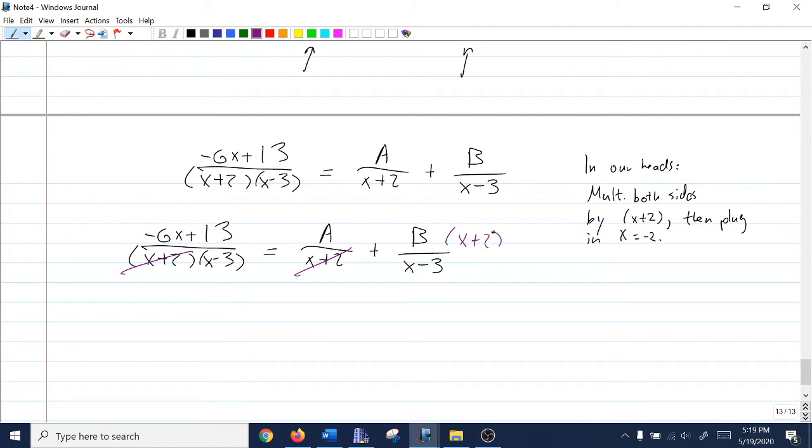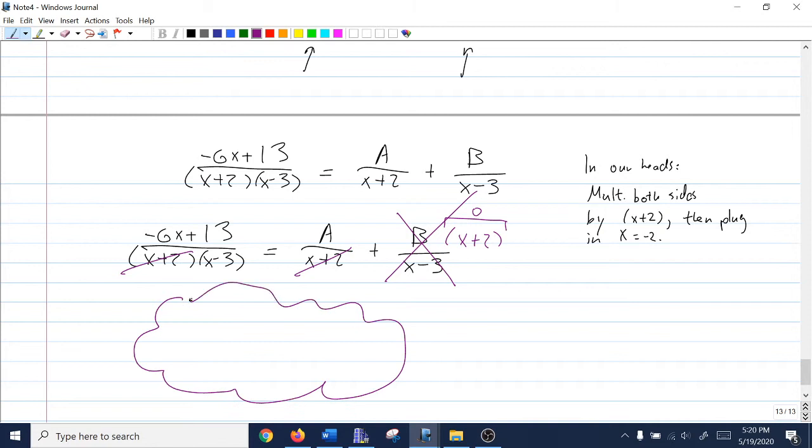It's called the cover-up trick because I would put a finger on this thing, and a finger on this thing, and imagine putting an x + 2 on there. What happens when I plug in x = −2? When x is −2, this is 0. So now I cover all of this up. This is covered up, this is covered up, I cover up this x + 2. What am I left with after I multiply both sides by x + 2 and plug in x = −2? The right-hand side is just A.